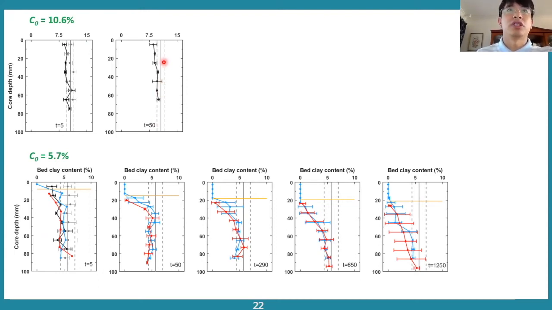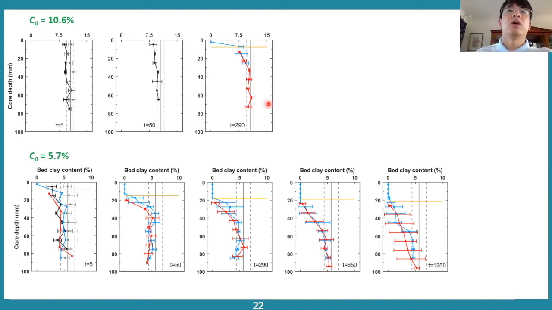But the sediment cores demonstrated the top layer had already lost some clay content. At 290 minutes, very small ripples formed, as shown in this profile of the clay content, which is quite similar to the one at 5 minutes from the initial clay content of 5.7%. As you can see, the ripple's crest was clean sand, but the ripple's base still kept some clay content. And below the ripple base, the layer lost some clay content.